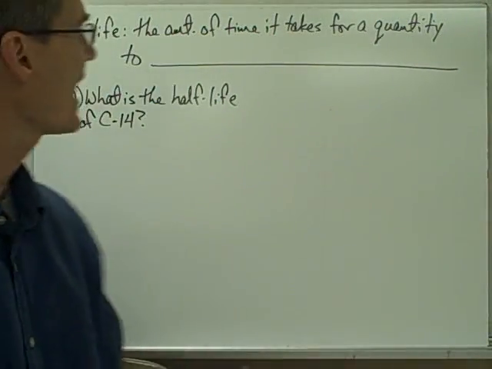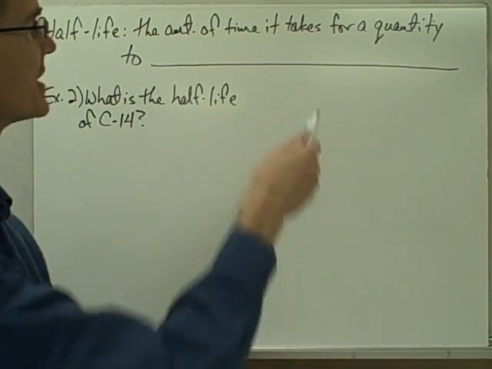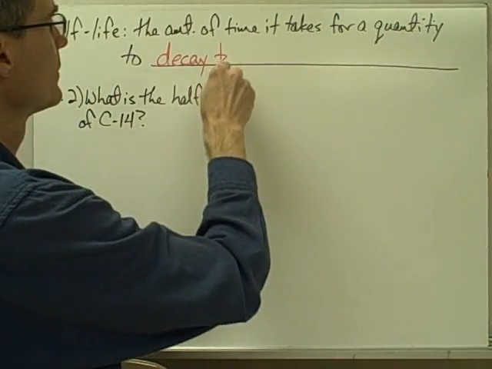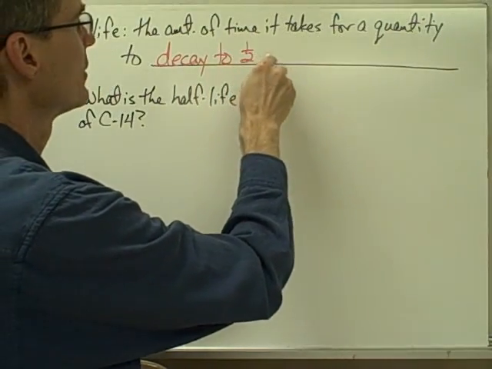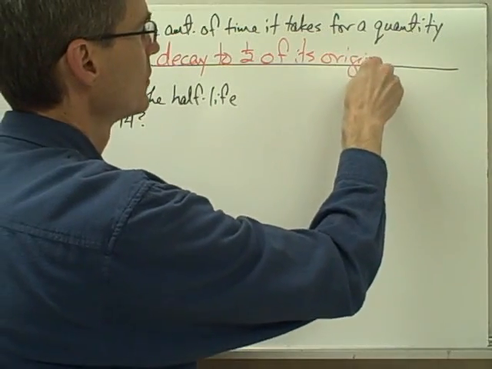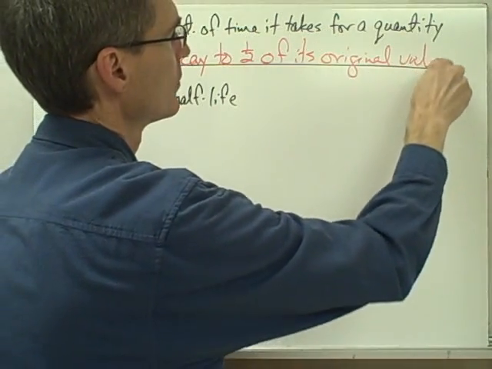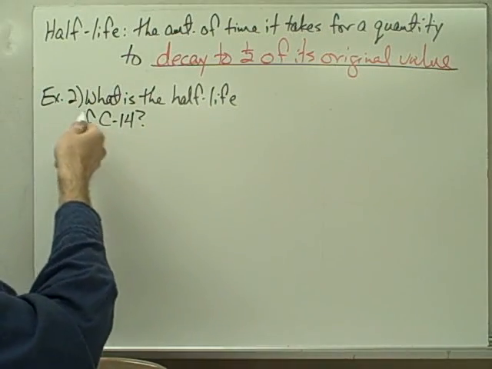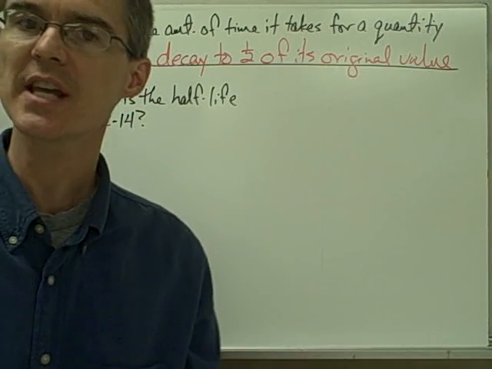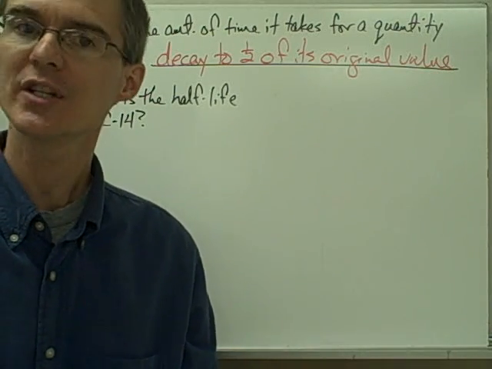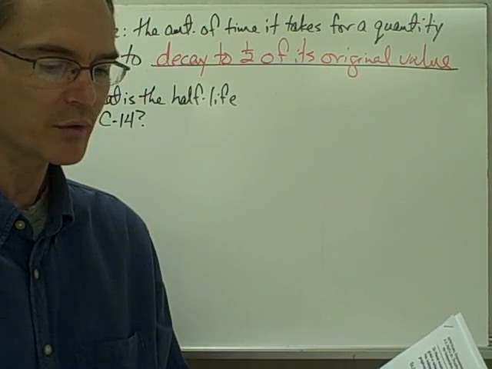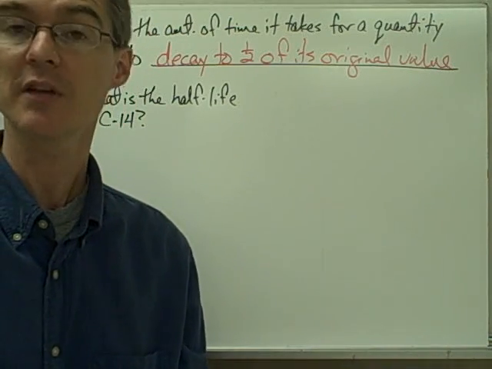Now, let's talk about half-life. Half-life is the amount of time it takes for a quantity to decay to 1/2 of its original value. So, example number 2 says, what is the half-life of carbon-14? In other words, how long does it take for an amount of carbon-14 to decay to half of its original amount? And there's a hint there. It says, hint, what if you started with 200 micrograms of carbon-14?